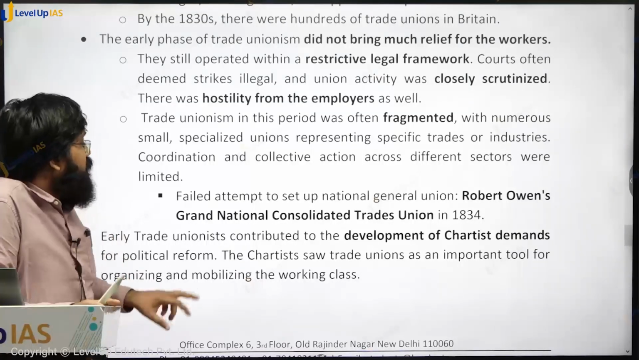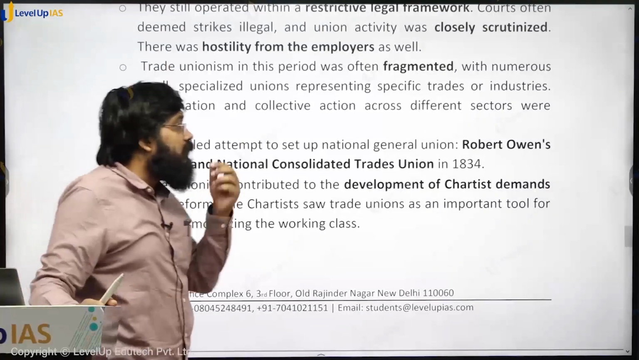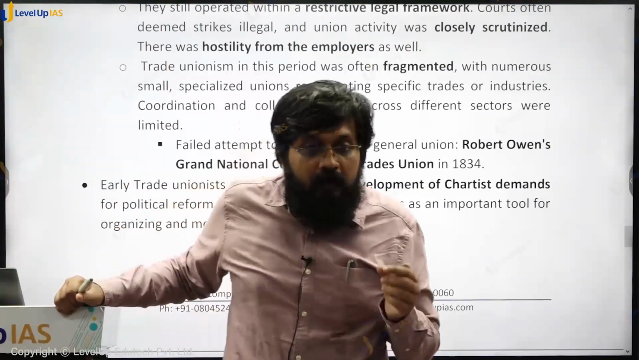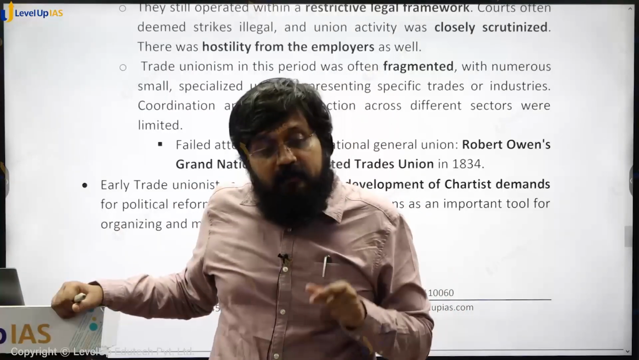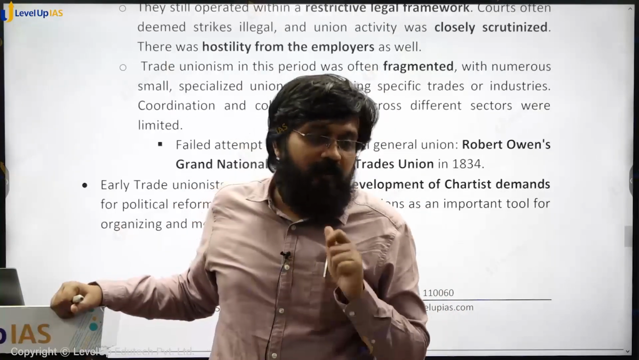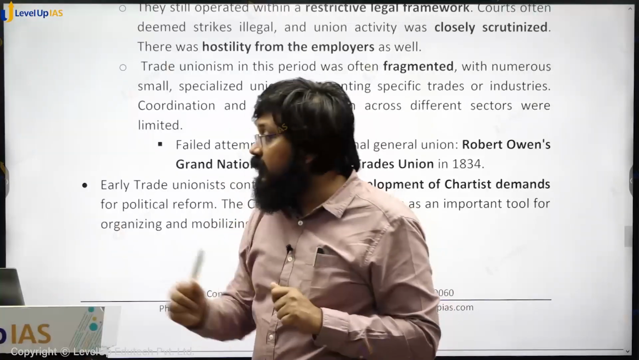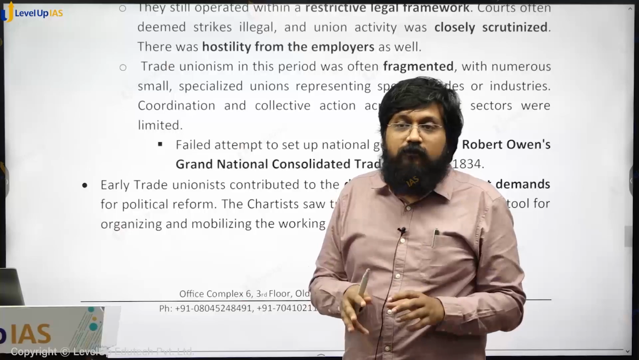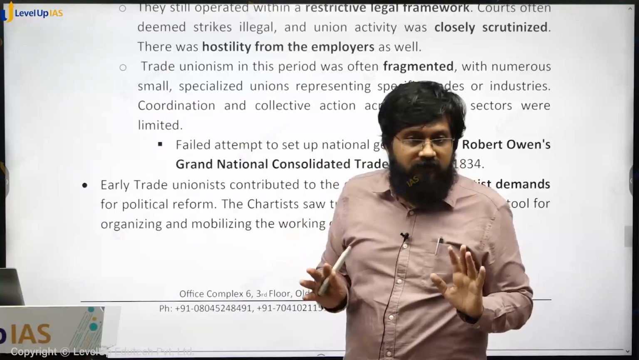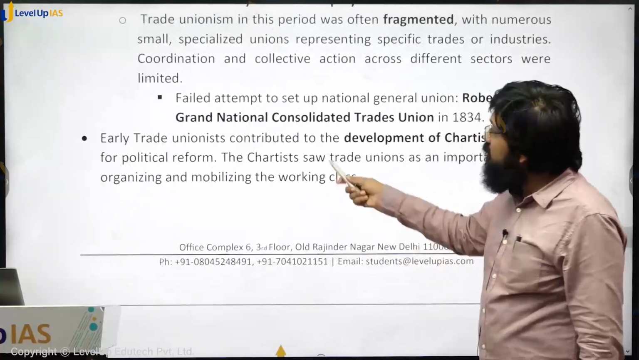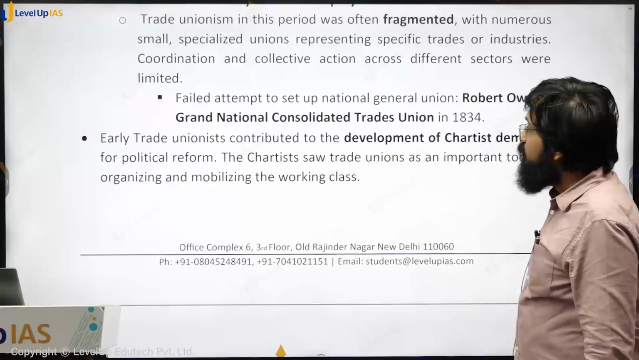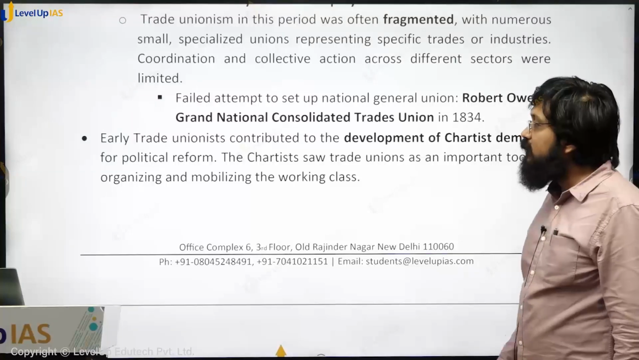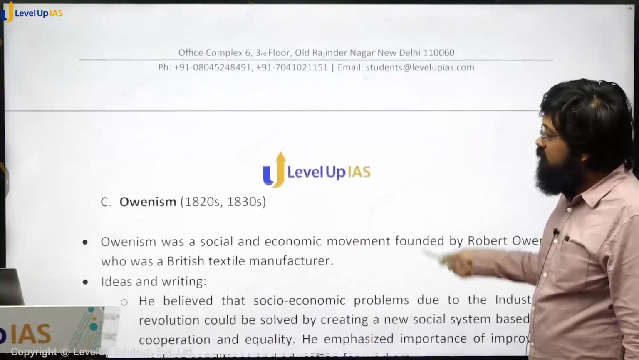But one thing was important, that this kind of sangathan creation ultimately helped into taking the demands forward, bringing the class consciousness. And when the Chartist movement started, they supported the Chartist movement. Chartist movement rather could spread very easily across different cities with the help of the organizations created by trade unions. So early trade unionists contributed to the development of Chartist demands for political reform. The Chartists saw trade unions as an important tool for organizing and mobilizing working class.